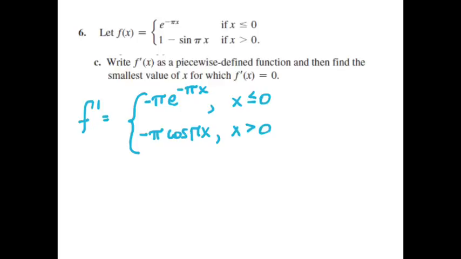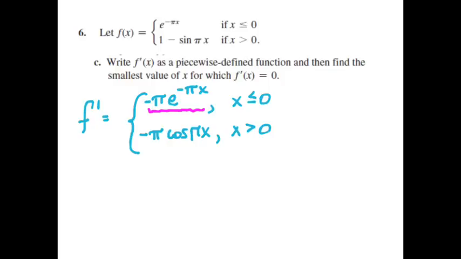So if we want to find the smallest value for which our derivative is equal to 0, first of all, let's think about this first piece, negative pi times e to the negative pi x. If you think about the e to the x function, you'll remember that it is never equal to 0. And so if we're looking for the smallest value where our derivative is 0, we don't even need to consider the first piece because it's never going to be equal to 0.